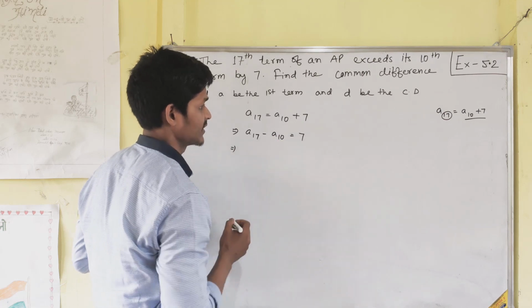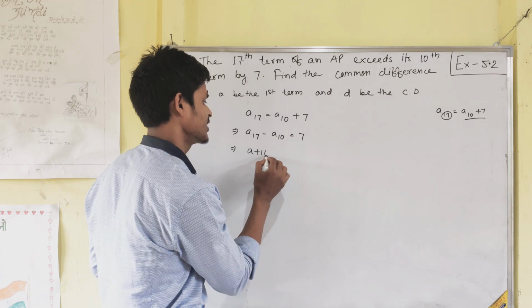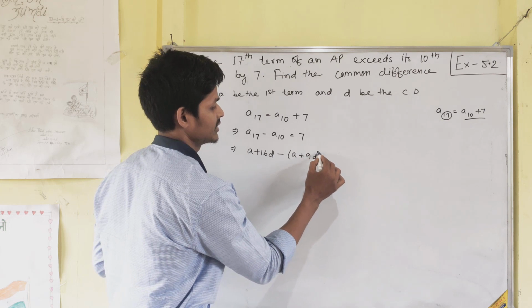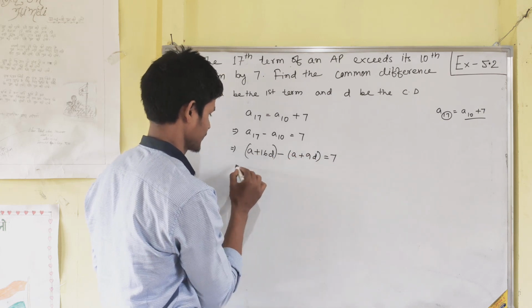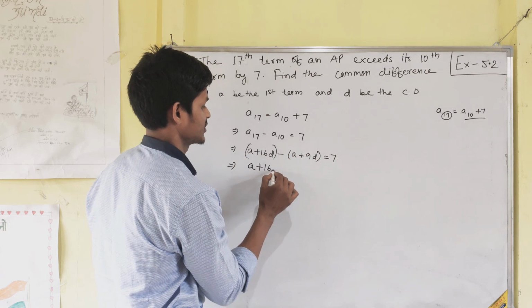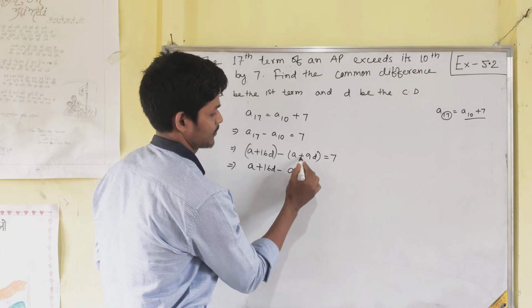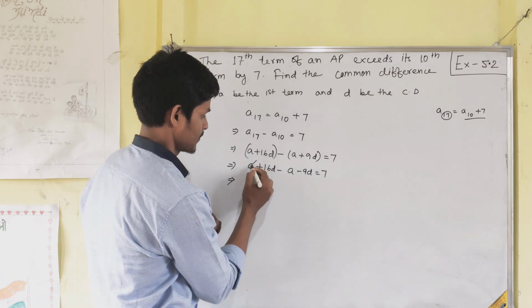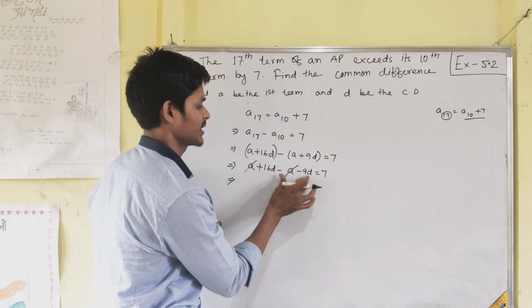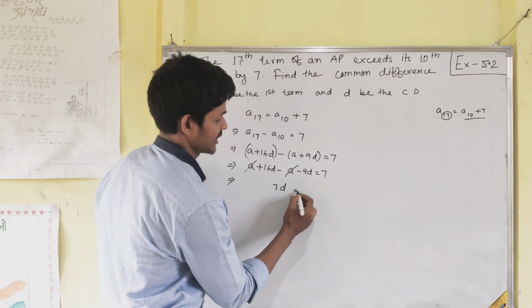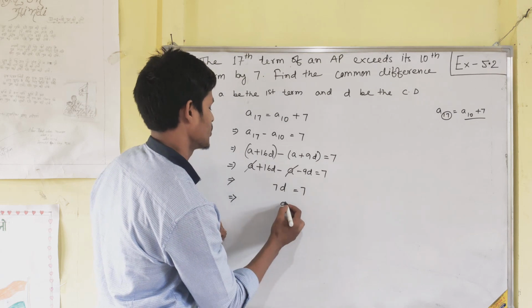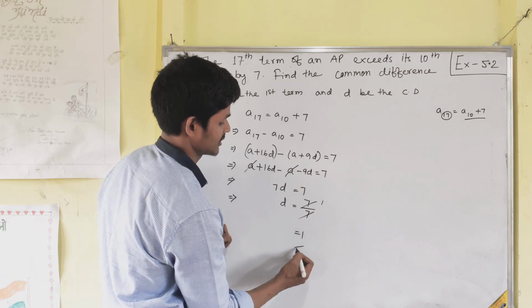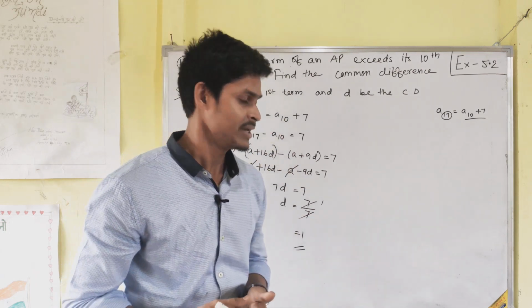Now what is A17? A17 is a plus 16d, and A10 is a plus 9d, and the difference equals 7. So a plus 16d minus a minus 9d equals 7. Plus a minus a will be cancelled. 16 minus 9 is 7d equals 7. So the common difference d is equal to 7 divided by 7, that is 1. That means the common difference of the AP is 1.